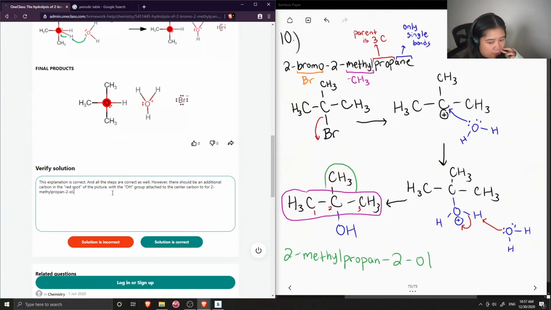Hopefully my explanation kind of made sense. I'll just say this is incorrect for now because the structure can be kind of misleading, even though all of the explanations are correct.